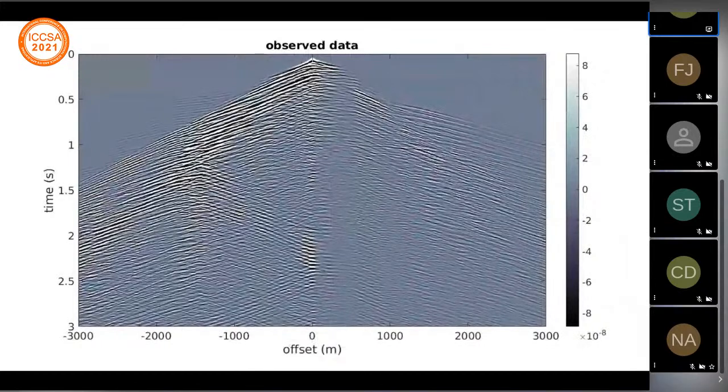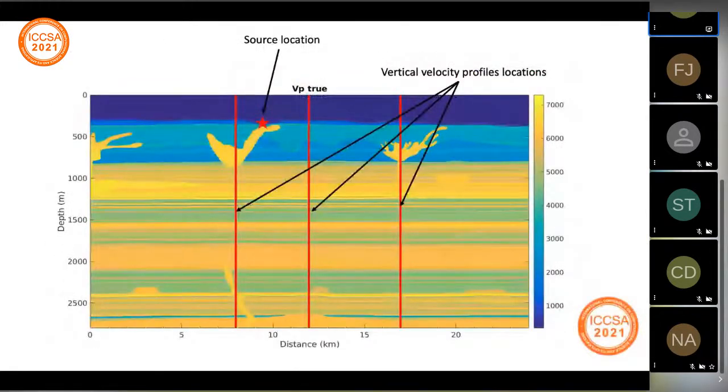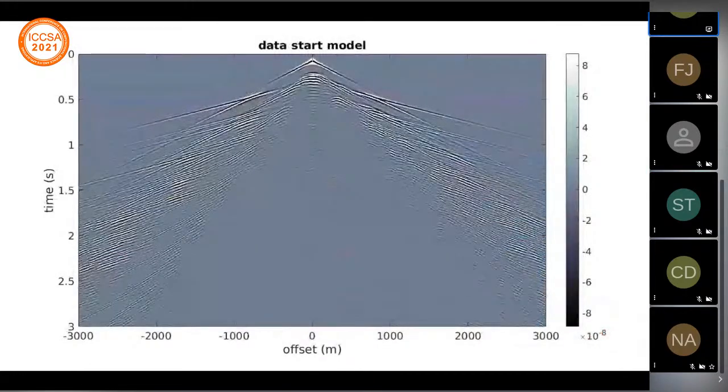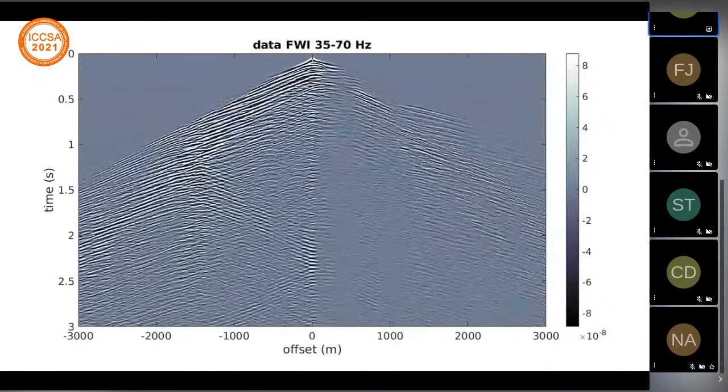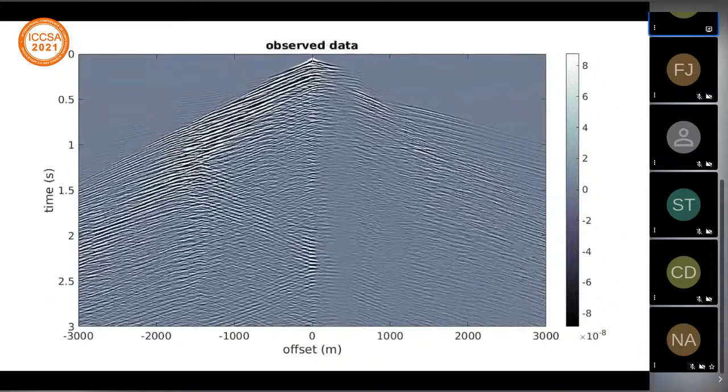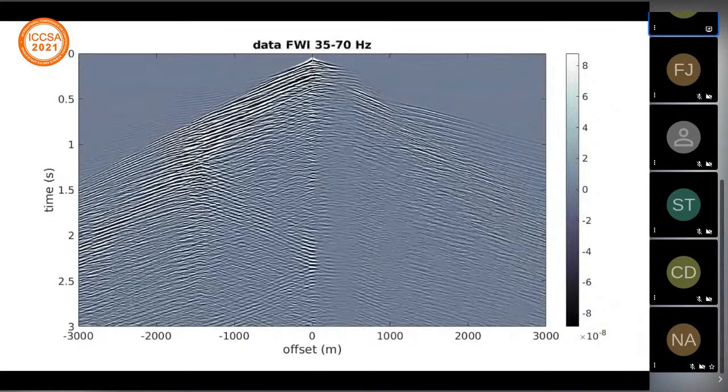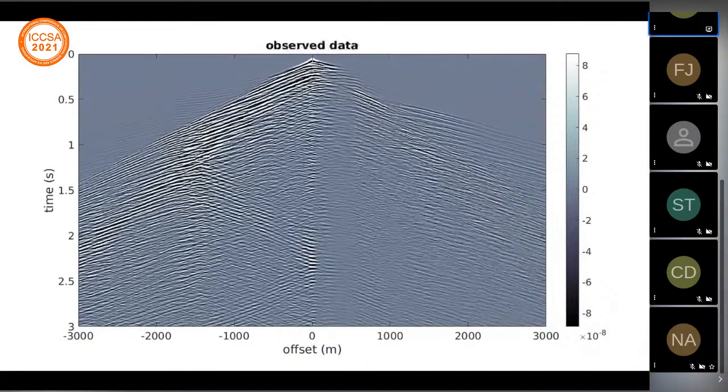And at the end, let me demonstrate the data fitting. FWI is a data fitting procedure. The idea is to find the velocity model which explains the observed data. Here is the observed data for the shot indicated on this slide, and here is the starting model data, which is quite different from the observed. Here is the near-surface FWI model data and the final FWI model data. So the observed data and the final high frequency FWI model data: one may observe almost perfect reconstruction.